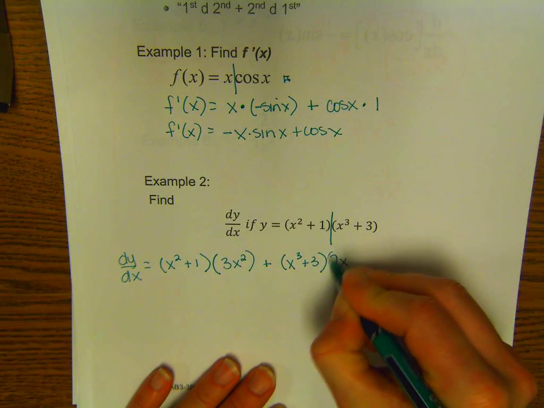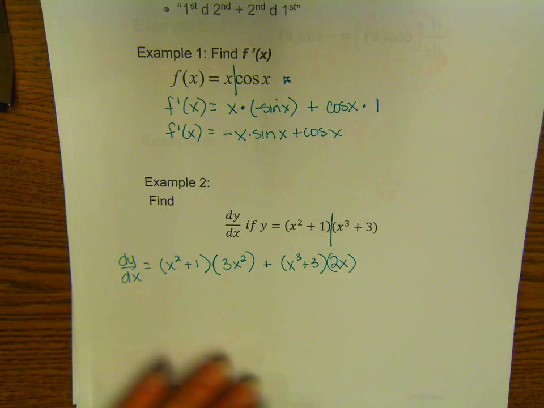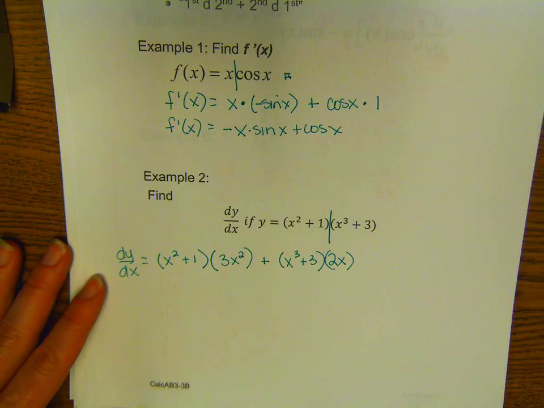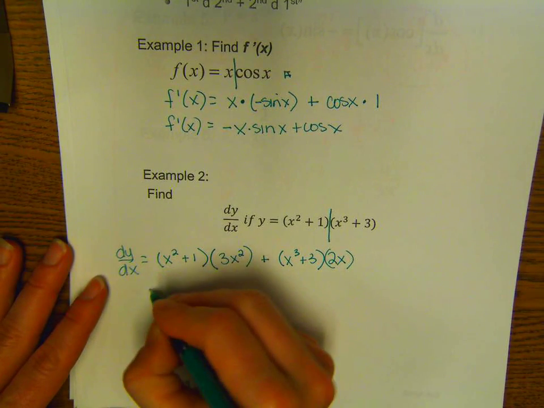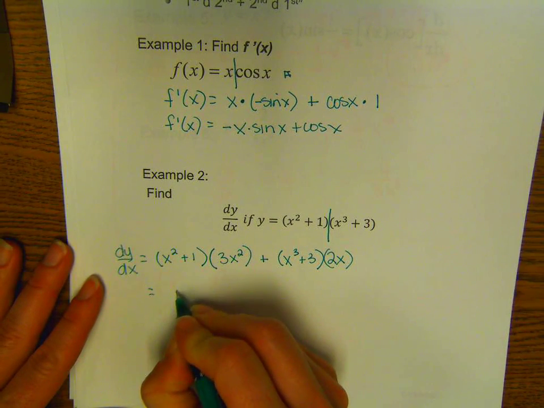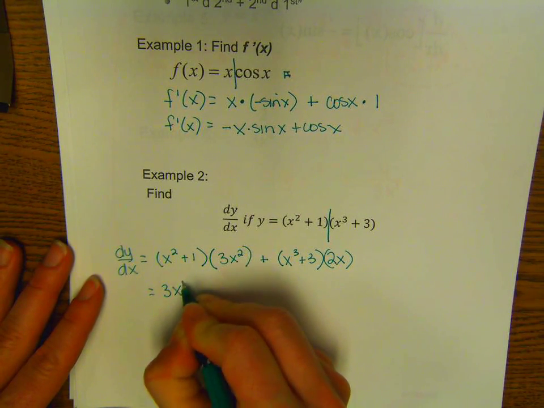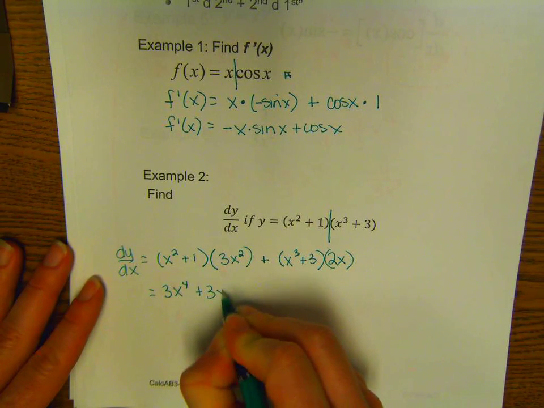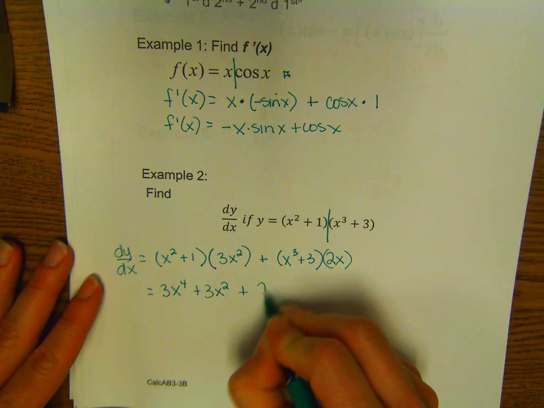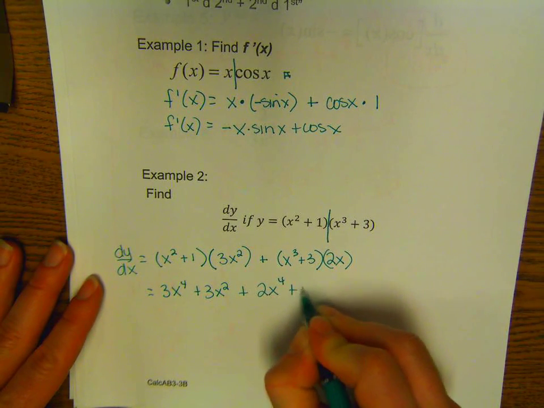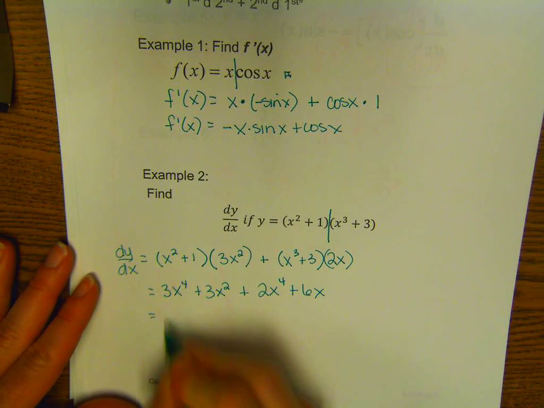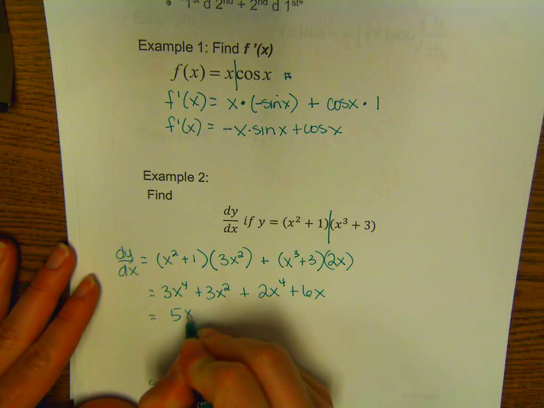Alright, now we're going to do some simplification. So I'm going to distribute 3x squared to the first parentheses, that's 3x to the fourth, plus 3x squared, plus it looks like 2x to the fourth, plus 6x. That gives us 5x to the fourth, plus 3x squared, plus 6x.